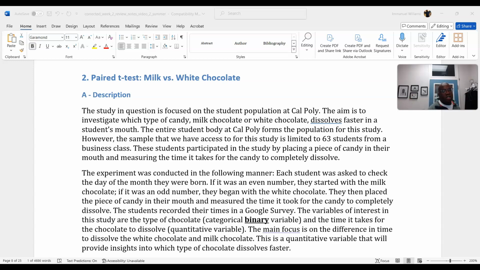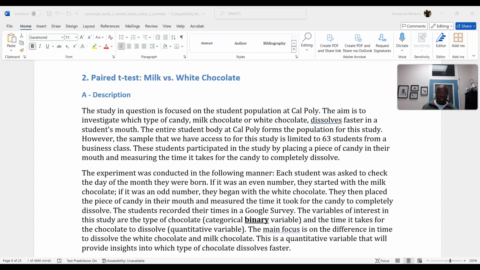The experiment was conducted in the following manner. Each student was asked to check the day of the month they were born. If it was an even number, they started with the milk chocolate. If it was an odd number, they started with the white chocolate. They then placed the piece of candy in their mouth and measured the time it took for the candy to completely dissolve. The students recorded their time in the Google survey.